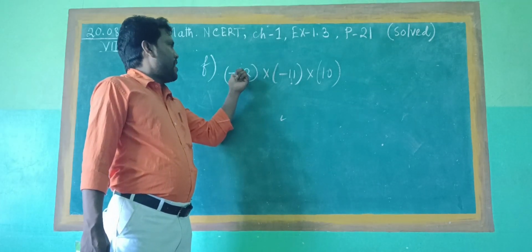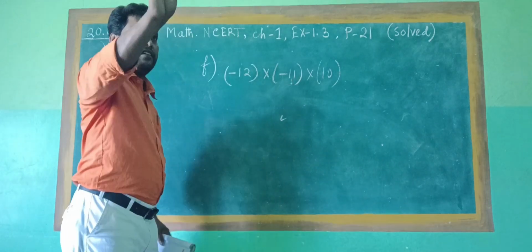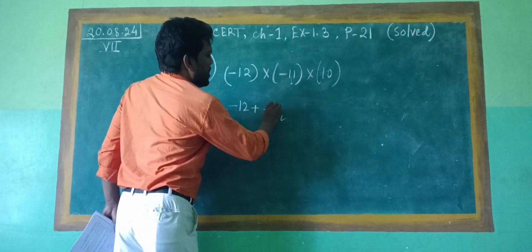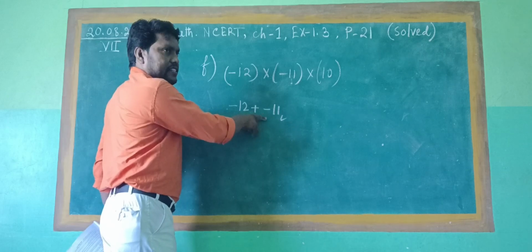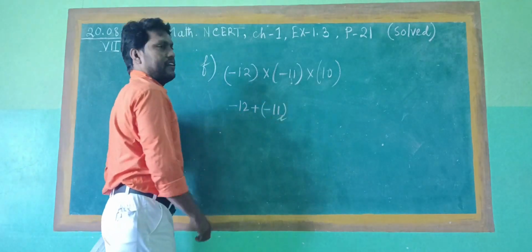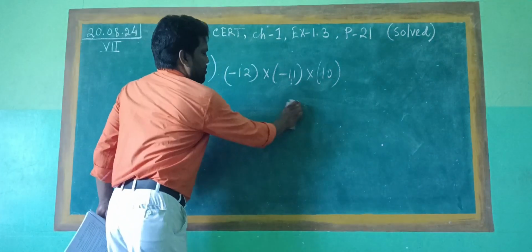Suppose minus 12 plus minus 11. How will you write it? Listen to me: minus 12 plus minus 11. If it is in the addition form, it remains in the addition form. So is it correct? No. Use brackets. Okay, so that is another part.